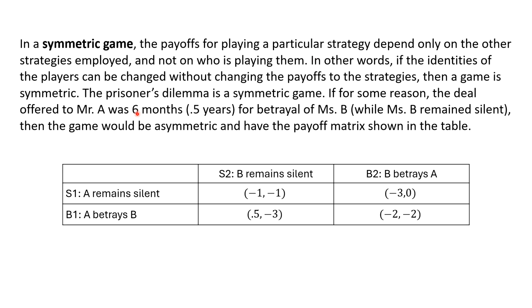If for some reason the deal offered to Mr. A was 6 months, or 0.5 years, for betrayal of Ms. B, while Ms. B remains silent, then the game would be asymmetric and have the payoff matrix shown in the table below here. So this entry, this entry, and this entry were the same as before, but we just modified this. Instead of 0, we made it 0.5, and now these entries are no longer the same, and we have an asymmetric game.